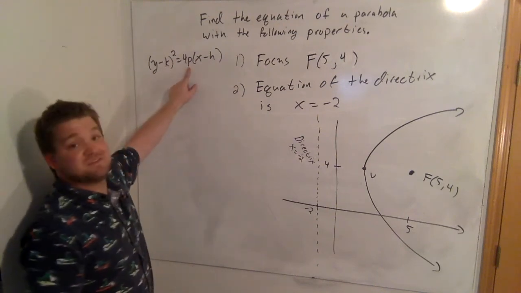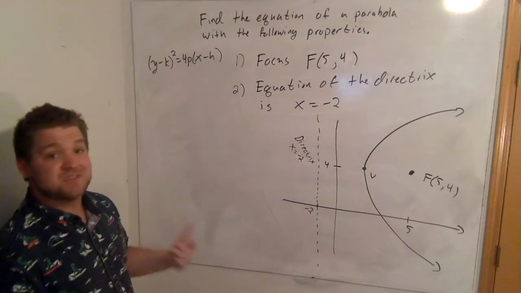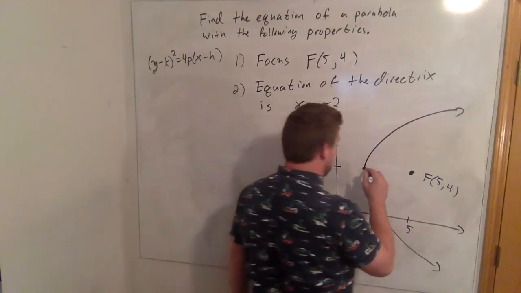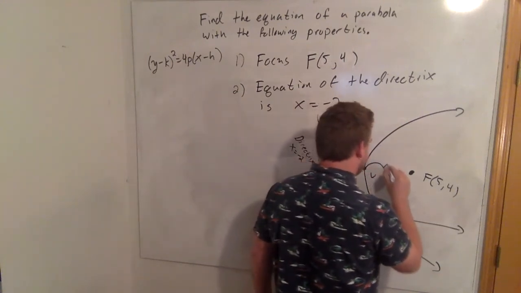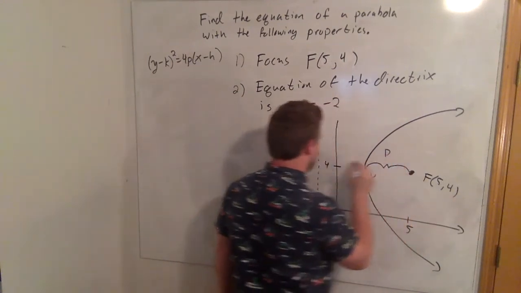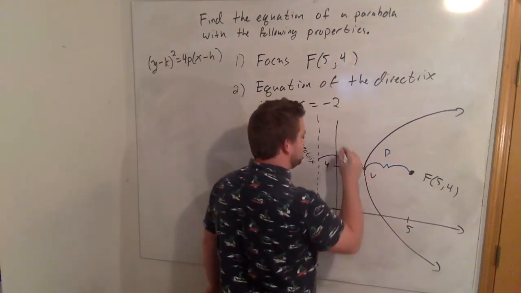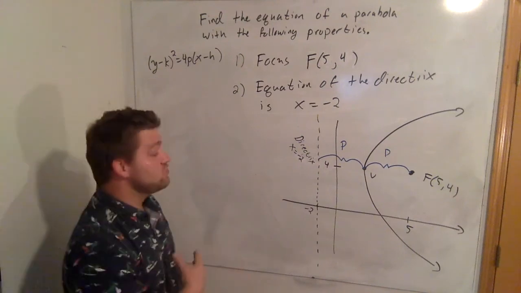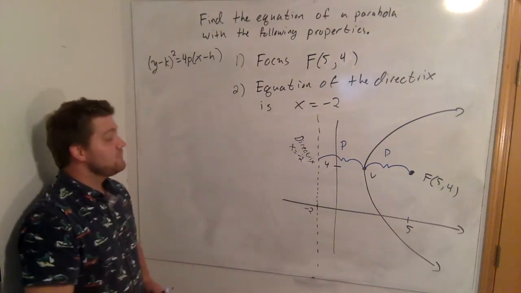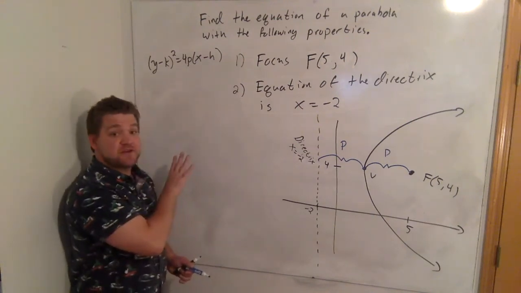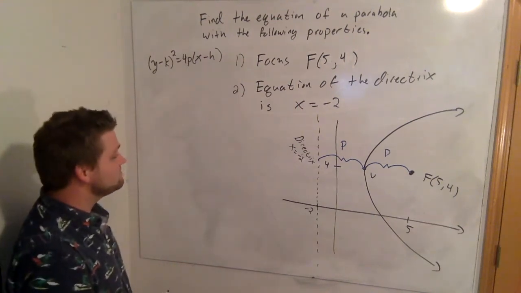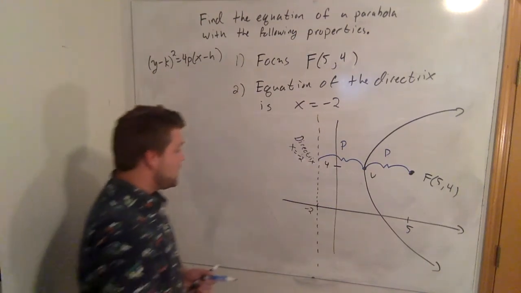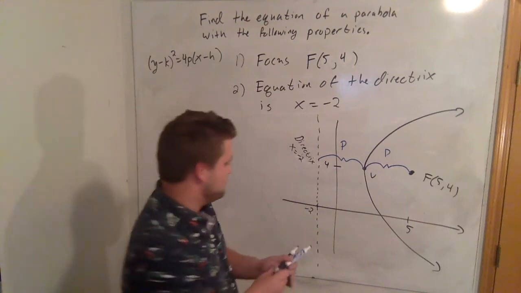The p-value is the distance from the vertex to the focus, which is the same as the distance from the vertex to the directrix. So which of these you find first doesn't matter. But I know that the distance from here to here will be p, and the distance from here to here will be p. And I also know that this p-value is going to be positive because the focus is to the right of the directrix. If the focus was on the left of the directrix, the p-value would be negative. Okay, so which one do we want to find first? It's really up to us. Let's find the coordinates of the vertex first.